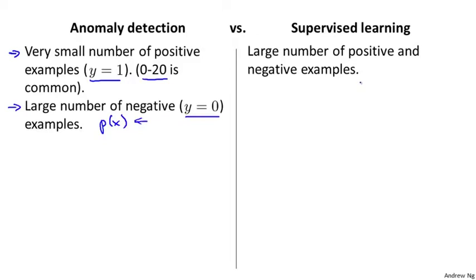In contrast, for supervised learning, more typically we would have a reasonably large number of both positive and negative examples. And so this is one way to look at your problem and decide if you should use an anomaly detection algorithm or a supervised learning algorithm.